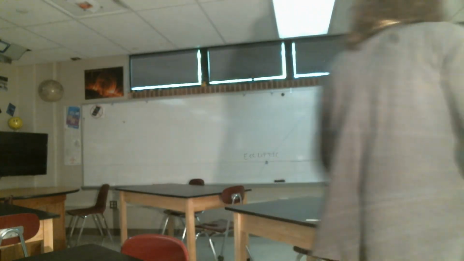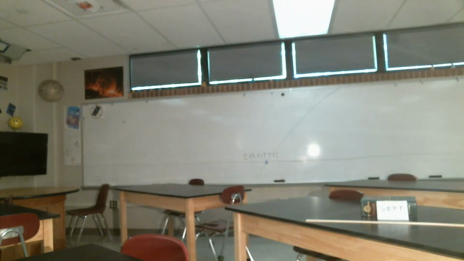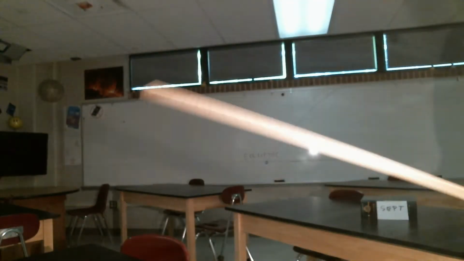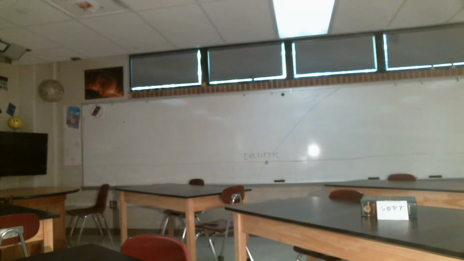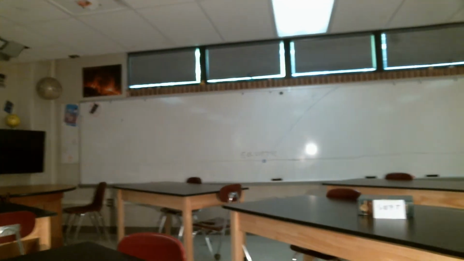So this orientation of the celestial equator is what I want you guys to visualize in your head: the celestial equator and the ecliptic and their relationship to each other. The reason I bring that up is because those relationships have a lot to do with all sorts of stuff.